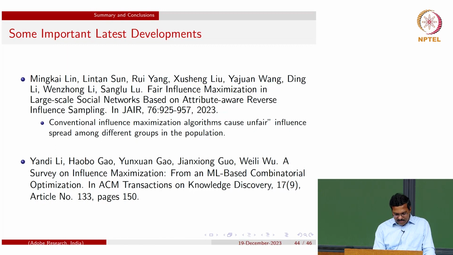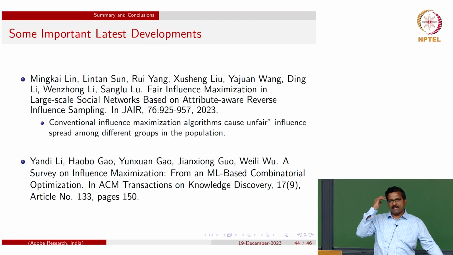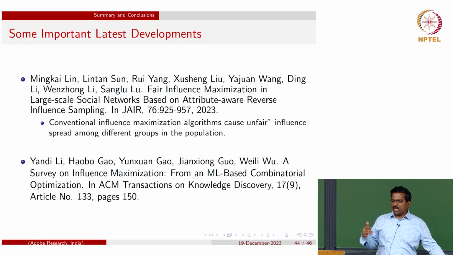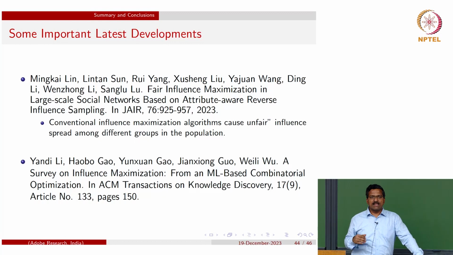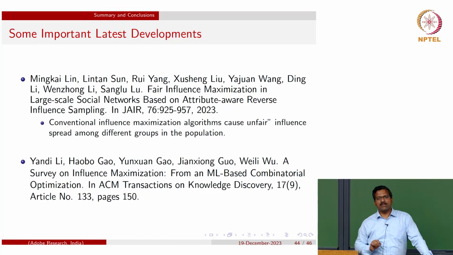What it does is, conventional influence maximization algorithms cause unfair influence spread among different groups in the population. I just mentioned this in one of my PhD works, the spin algorithm. We did take into account this fairness aspect, but we considered individual fairness. That fairness aspect we did not actually consider in the modeling part, but in the final post-processing aspect we did.